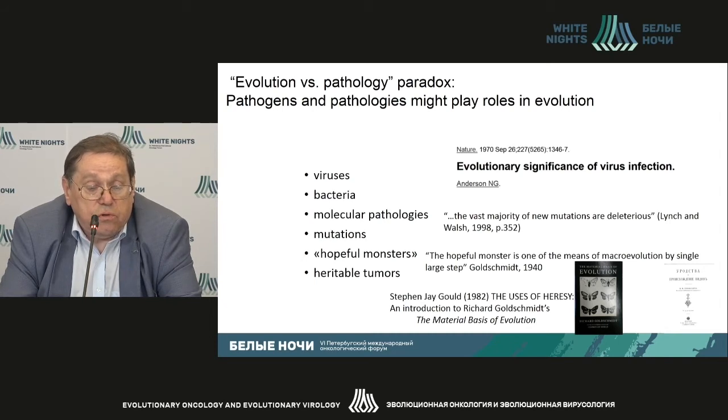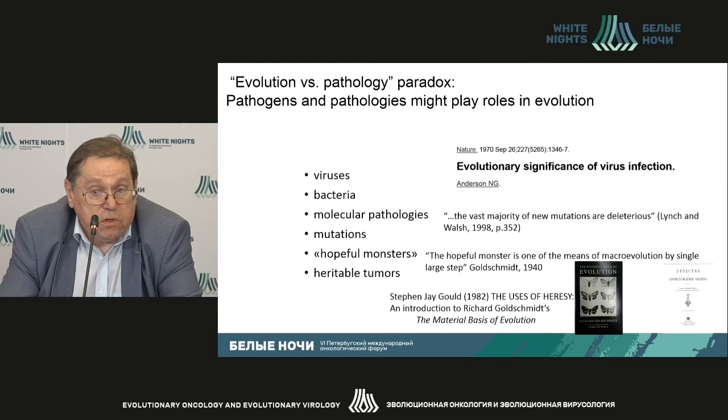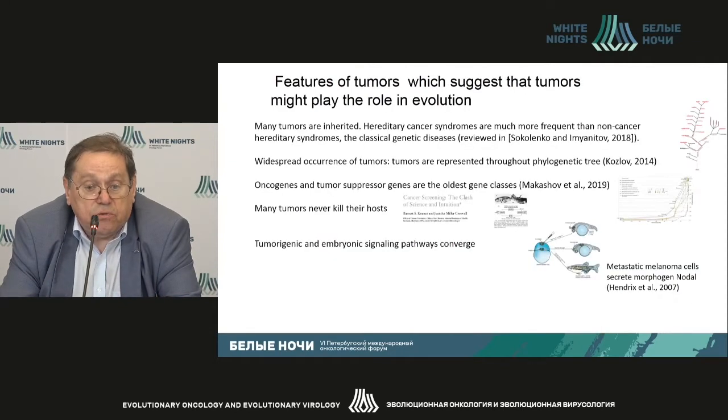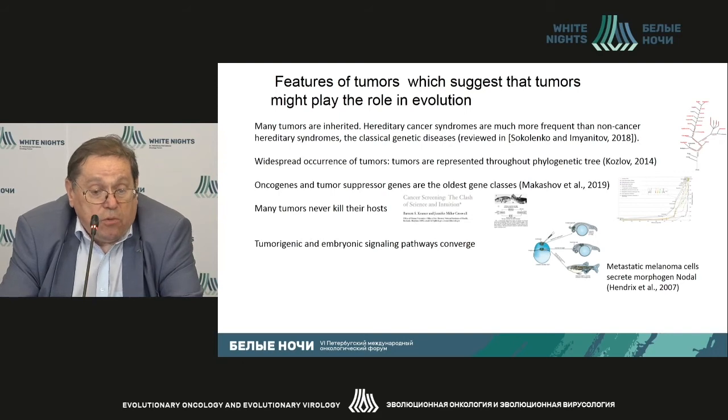Viruses, bacteria, molecular pathogens, mutations, prospective hopeful monsters. This is a paradoxical situation. It made scientists think differently. It turns out that tumors have a great number of properties due to evolution. Many tumors can be inherited. Hereditary cancer syndromes are quite frequent compared to other hereditary syndromes. Tumors are quite widely spread throughout the phylogenetic tree. Oncogenes and tumor suppressors are the oldest gene classes. Many tumors never kill their hosts.